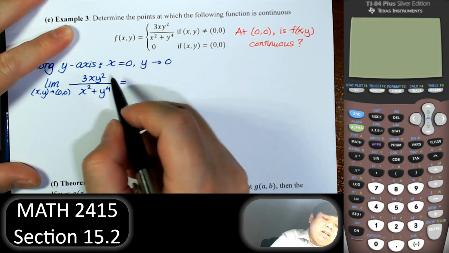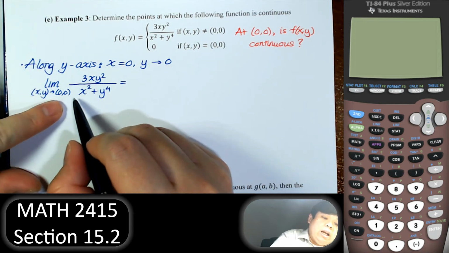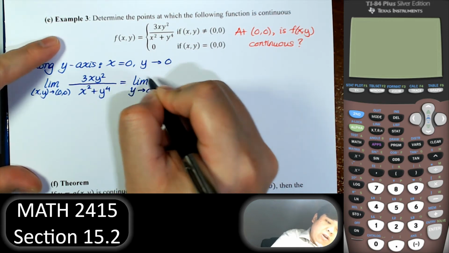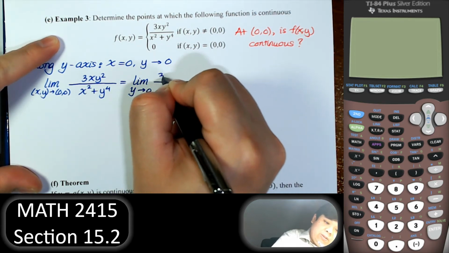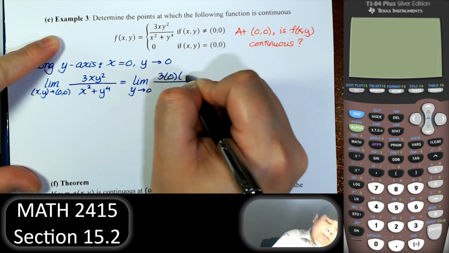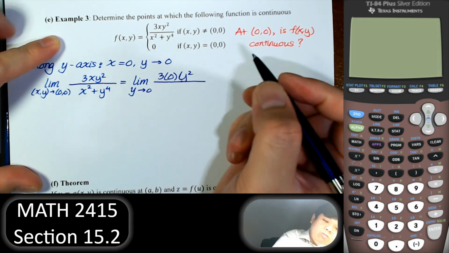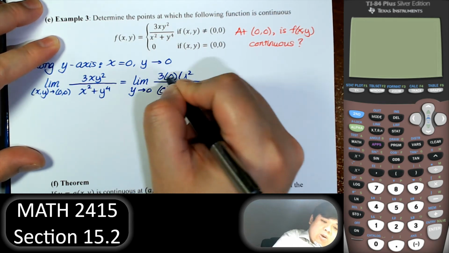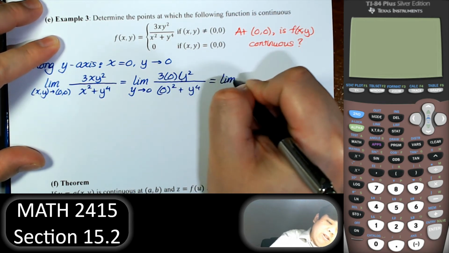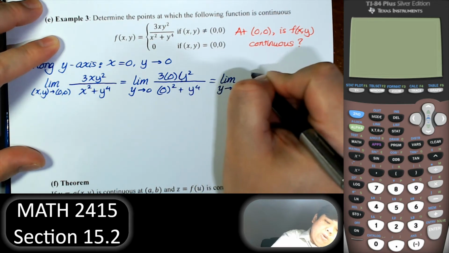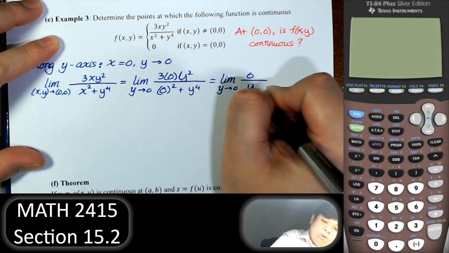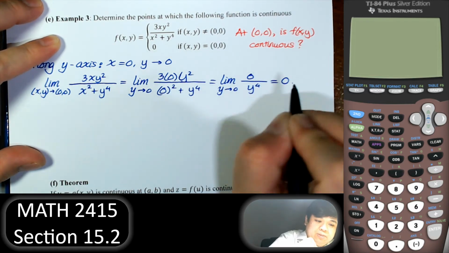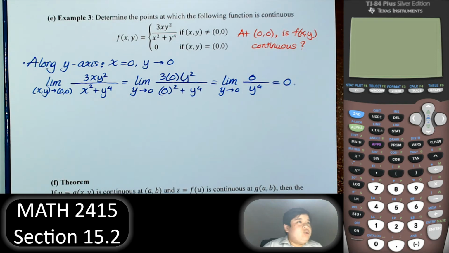Now we did say that x equals 0 and y approaching 0. So we just say the limit as y goes to 0, because x already is 0. Y squared, we still don't have that. 0 squared plus y to the 4th. 0 times anything is 0. So we just have 0 over y to the 4th. 0 divided by anything is 0. So this is equal to 0. So along the y-axis we have 0.